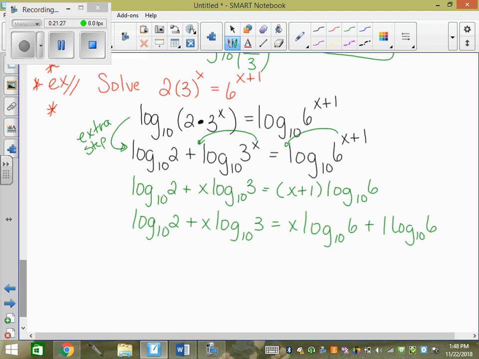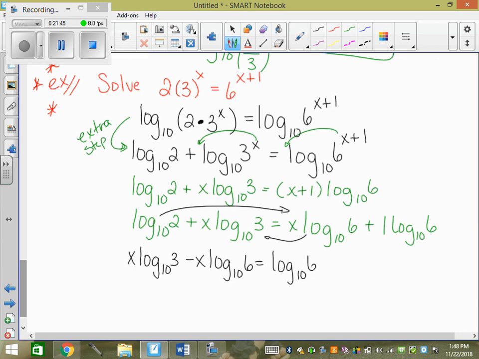Then what do I do? All your x's to one side. So I'm going to go x log base 10 of 3, and I'm going to subtract over negative x log base 10 of 6. And then I have log base 10 of 6 on the right, and I'm going to move that over because it doesn't have an x, minus log base 10 of 2. That's my next step.